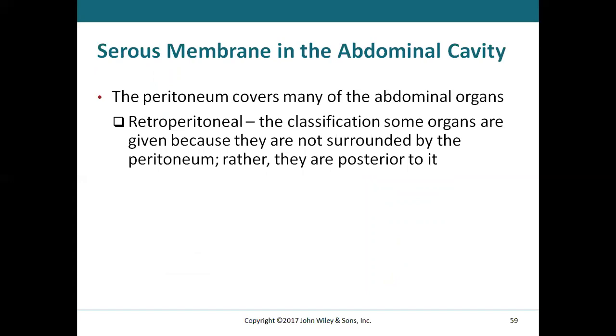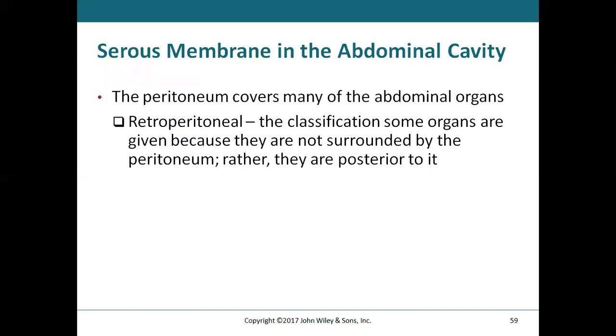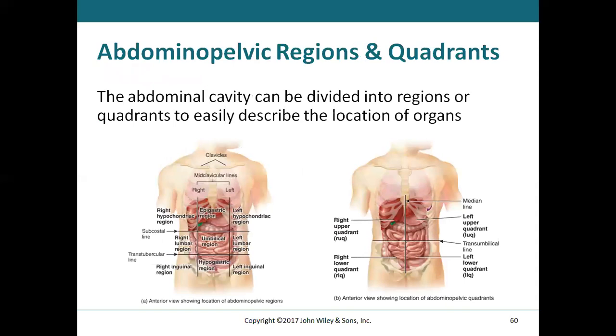So we talked about the pleura, we talked about the pericardial cavity. Next, let's talk about the peritoneum that covers the abdominal organs. When we talk about the abdominal cavity and how those are contained, those are all going to be held within the peritoneum. And again, there are some retroperitoneal organs because they're not surrounded by the peritoneum, but rather they're posterior to it and not included in it.